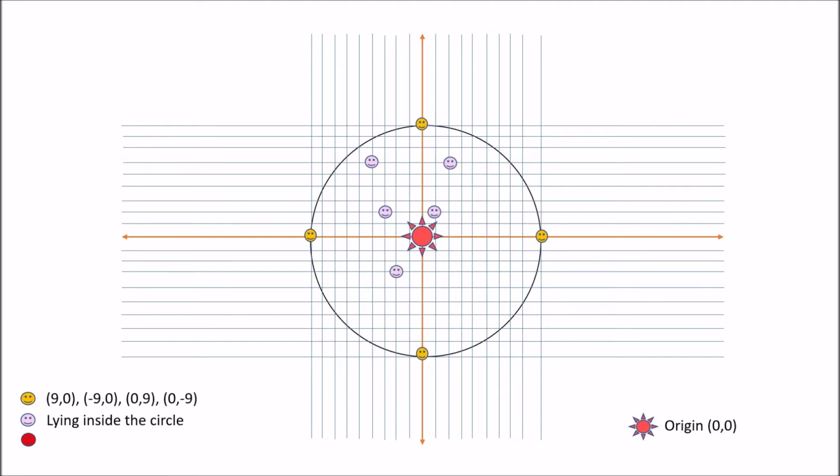There are so many points. I'm just giving you an example, I'm not counting all. So these are the points which are lying inside the circle. Similarly, there will be some points which will be lying outside the circle, which we do not have to count, and these are the points.